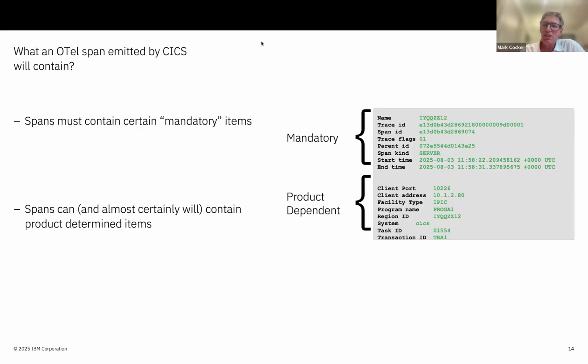So you can see here there's things like the client port, the client IP address, what facility type is it? So did it come across IPIC? Was it across MRO? That sort of thing. What program name was the initial program that handled this transaction? The CICS region, APPLID name, system name, etc. All useful information to know, where did this run?